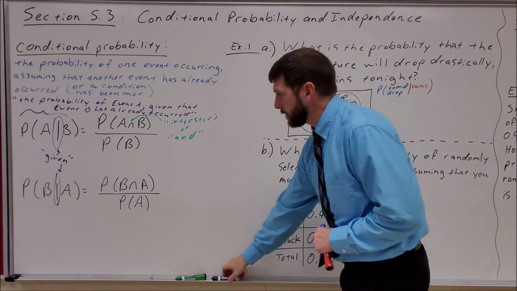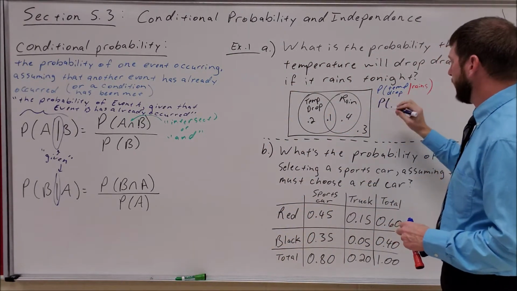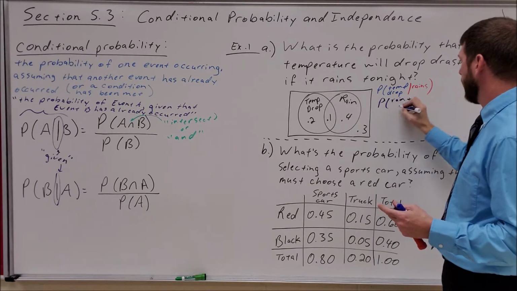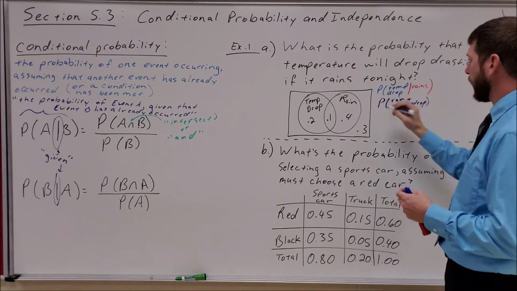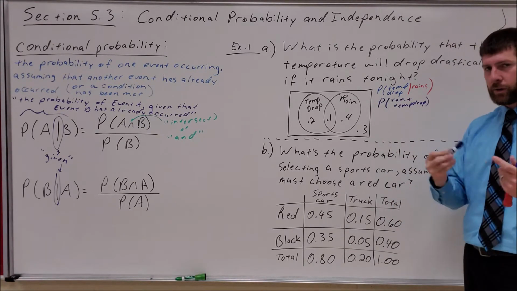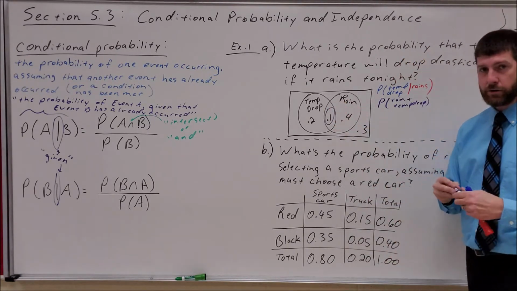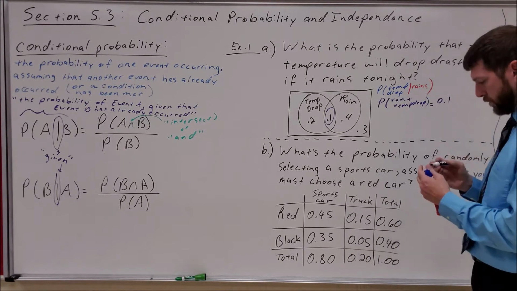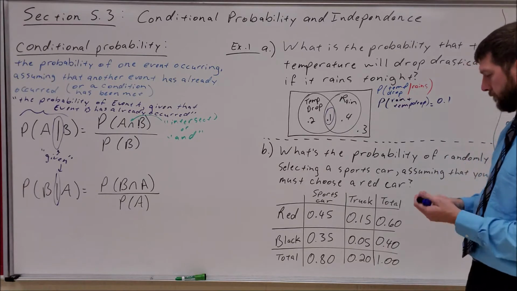All right, so how do we calculate that? Well, probability of A and B. What would A and B be? That would be it raining and the temperature dropping. So where on the Venn diagram do we see that it rains and the temperature drops? We see it right there. That's the intersection of the two groups. So that's 0.1. So there's a 10% chance that both things are going to happen.